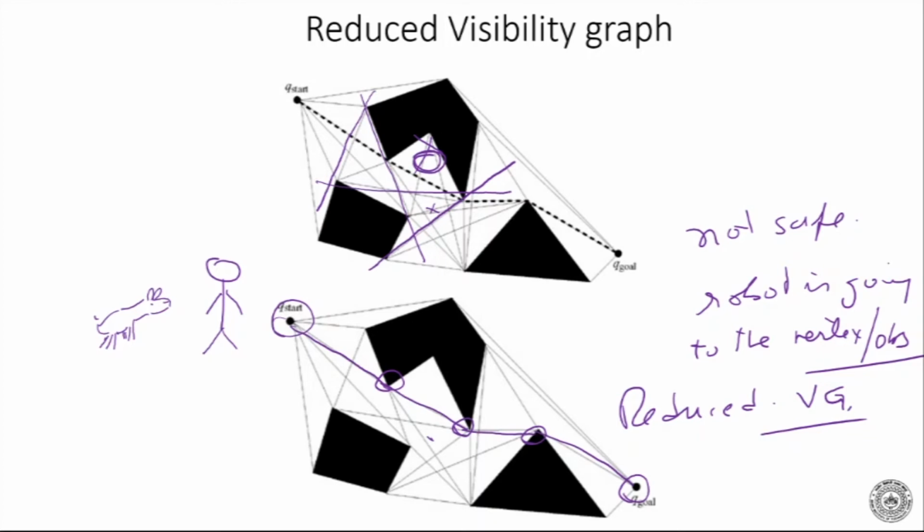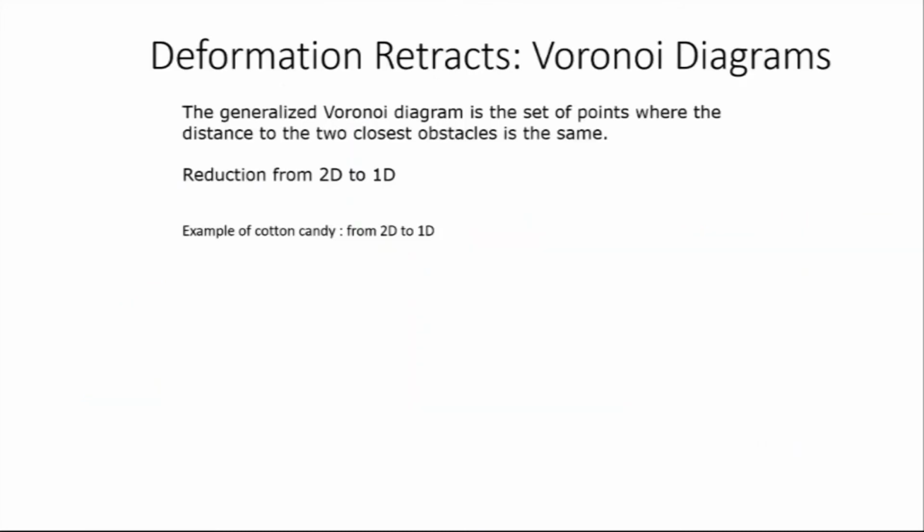And that is also one reason why humans and animals do not do this. We look at the obstacle, maybe make road maps, find a path, and then go. But that path will not be going and touching the obstacle. Okay, that's a bad idea. So the next thing that we do is we look at what is called the Voronoi diagram. The generalized Voronoi diagram is a set of points where the distance to the two closest obstacles is the same. So it is a reduction from 2D to 1D.